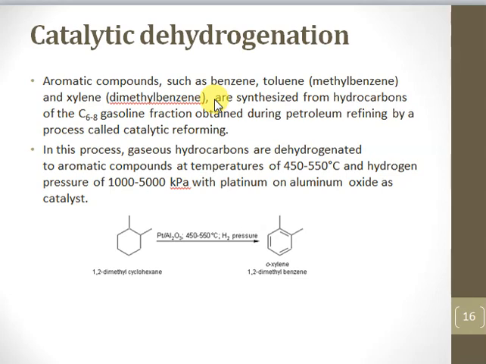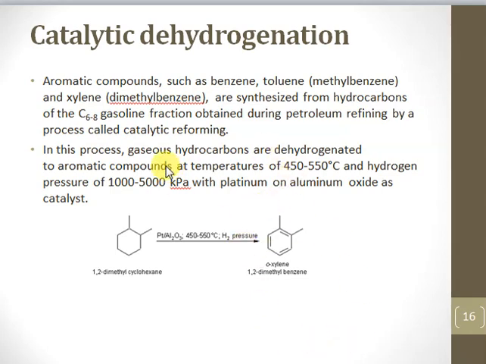right. So if your straight chain hydrocarbons have 6 carbons or 7 carbons or 8 carbons, when you convert these straight chain hydrocarbons into a 6-membered cyclic ring, this process is called catalytic reforming. And for catalytic reforming, the catalyst normally used is alumina. You have to make use of alumina for this reaction, right? So after catalytic reforming, what will be the next process? We will aromatize it, right?